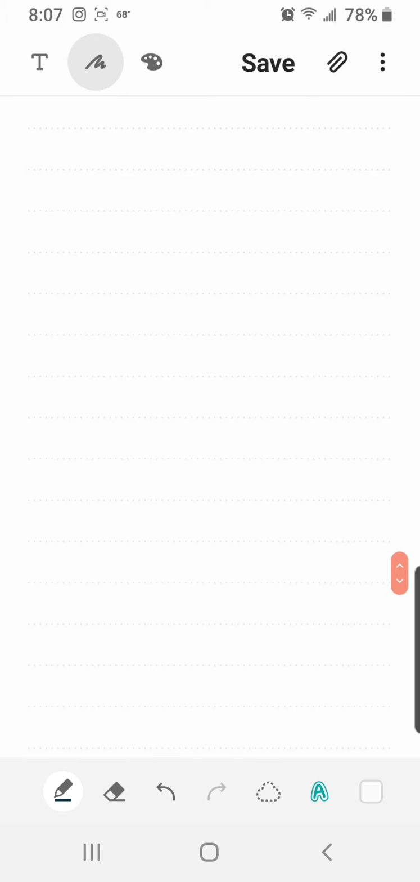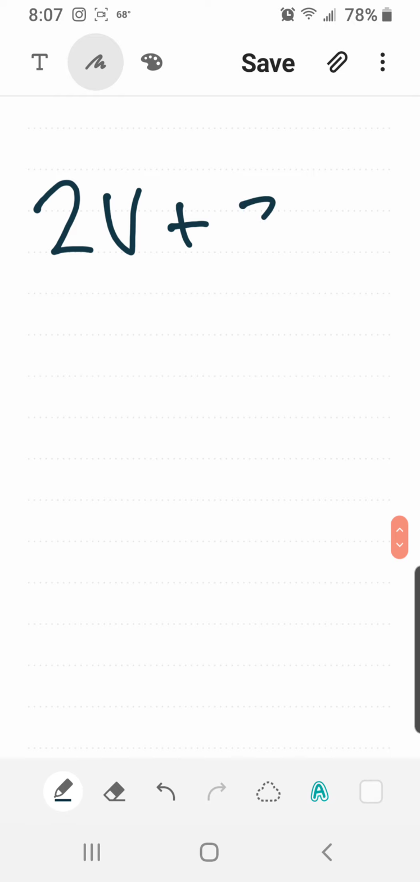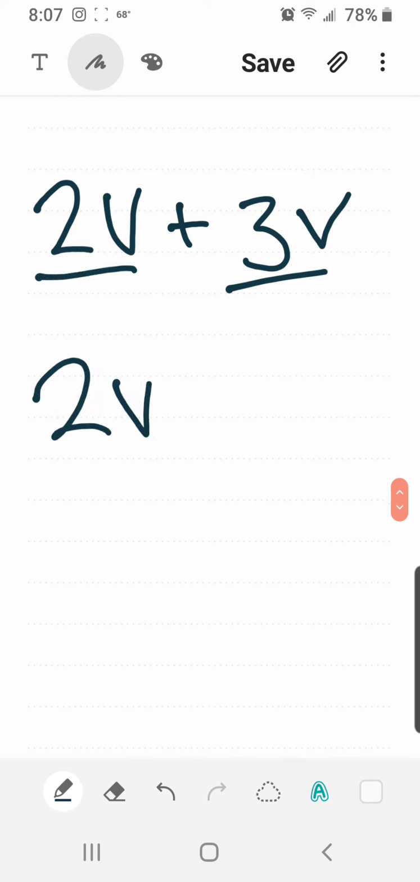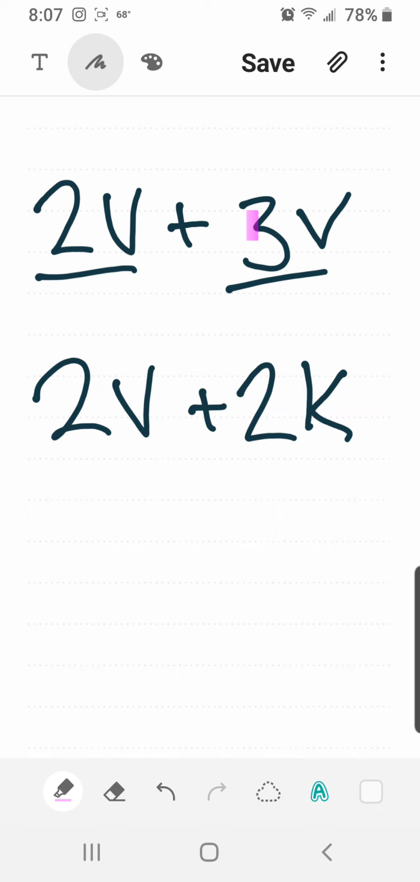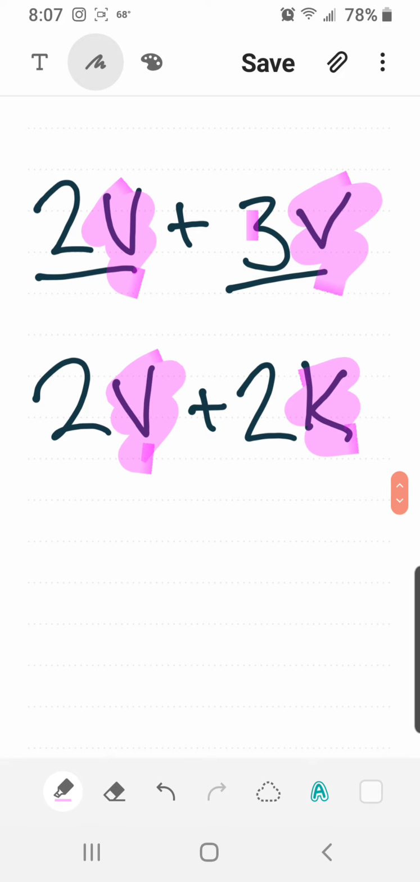Let's talk about exponents. So also, wait, I want to give one more example. These are like terms, 2v plus 3v. Okay, these are like terms. 2v plus 2k. Those are not like terms. Not like terms, different variables. Here, like terms, same variable.